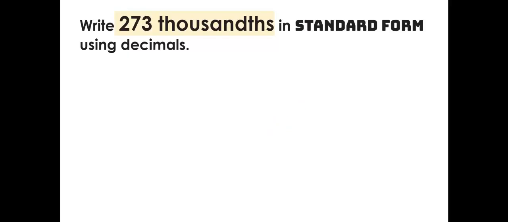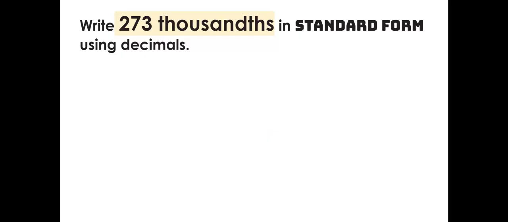So now I want to challenge you to try some of these on your own. So let's look at this amount. It's in unit form right now, 273 thousandths. How would you write that in standard form using decimals? Go ahead and pause this video if you need to. Maybe get a piece of paper and a pencil and see if you now remember what standard form is, also known as base 10 numeral form, and write this using decimals.